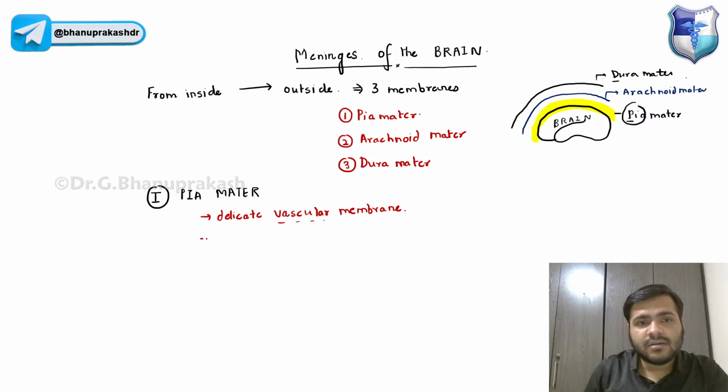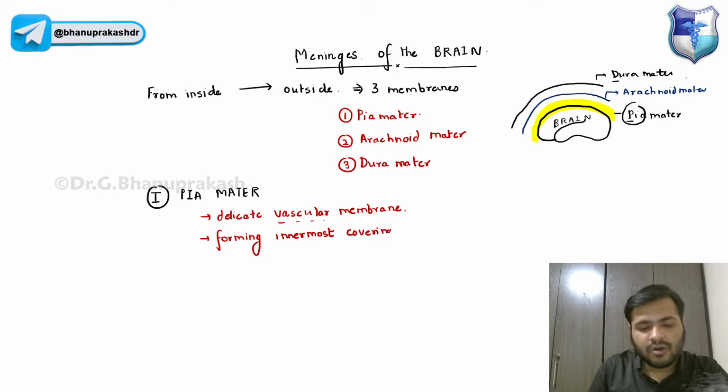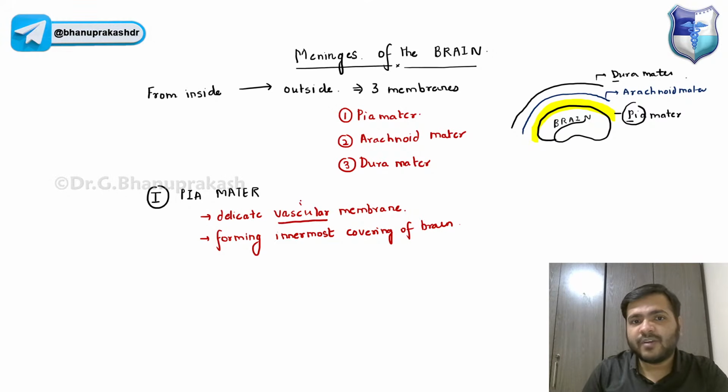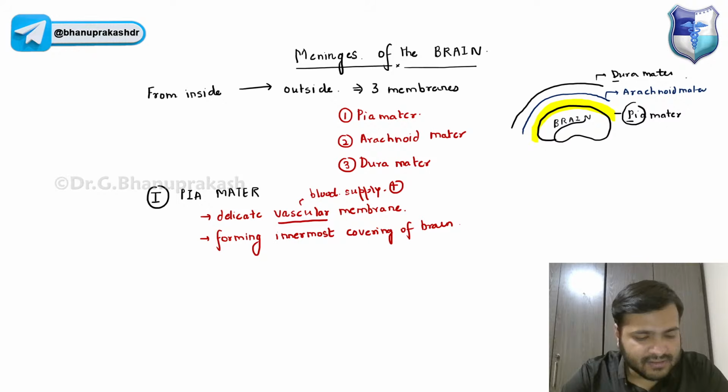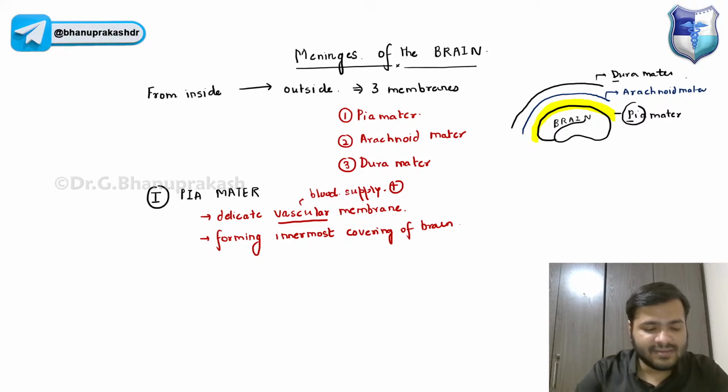It is forming the innermost covering of the brain. Neurovascular would mean blood and nerves both, but over here vascular means the blood supply. Yes, you are right, Dr. Akhilesh, Prabhuda, very good. It is the blood supply. So it is a thin, delicate vascular membrane, forming the innermost covering, so it closely surrounds the brain.